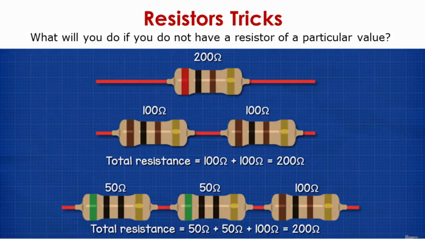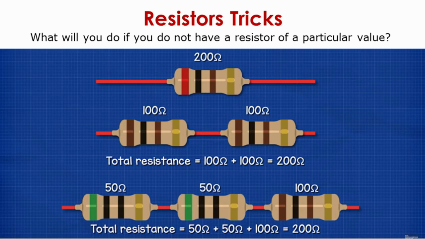Now there is a trick. For example, if you want to use a 200 ohm resistor, but you don't have them in your lab, and if you have 100 and 100 ohm, simply put them in series. Or if you have two resistors of 50 ohm and one of 100, what you will do is 50 plus 50 plus 100. So you will put them in series, instead of saying that we don't have a 200 ohm resistor and we can't make a circuit.